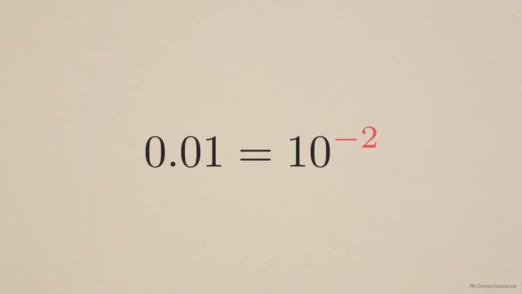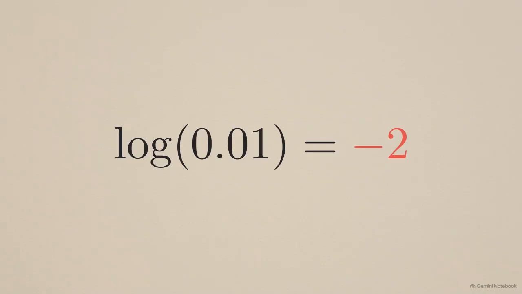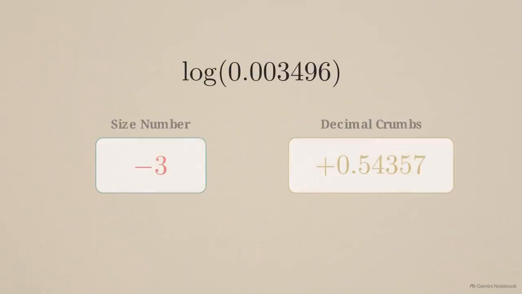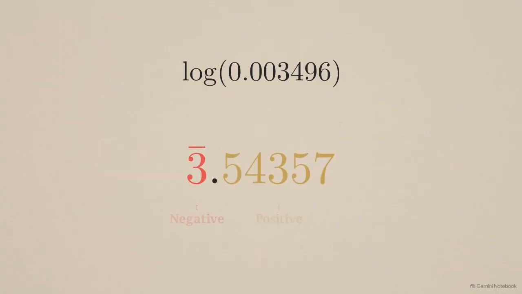Since the size number tracks how many tens are multiplied together, a tiny decimal gets a negative size number. To keep the math tidy, mathematicians wrote these with a special bar over the top. This signaled that only the size number was negative, while the decimal crumbs stayed positive, so they could still be found in those reference books.